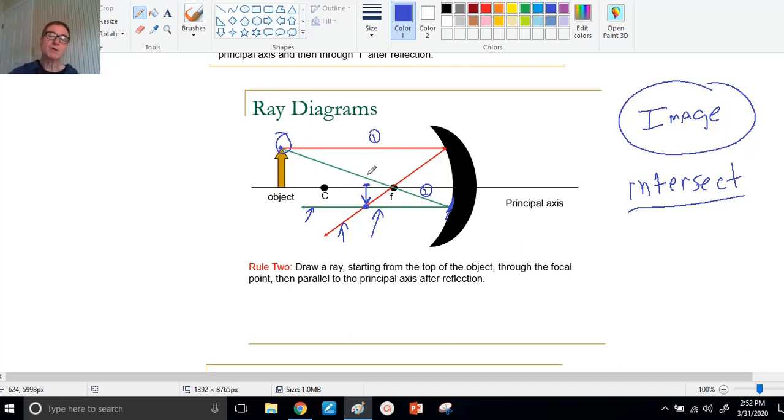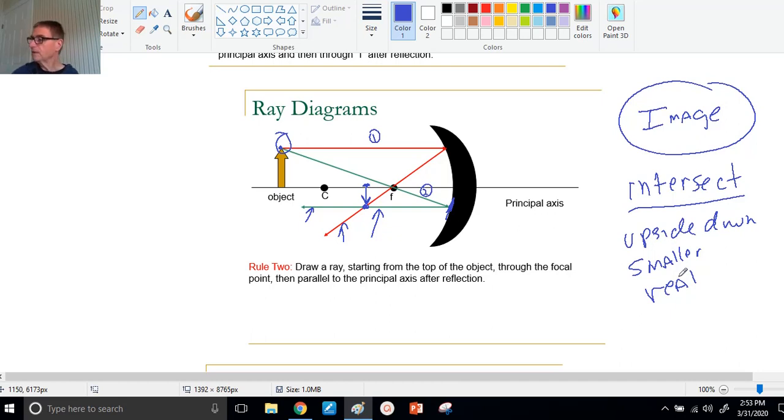So what have we got? We've got an upside down image, smaller, and it's a real image because it's on the same side of the mirror as the object.